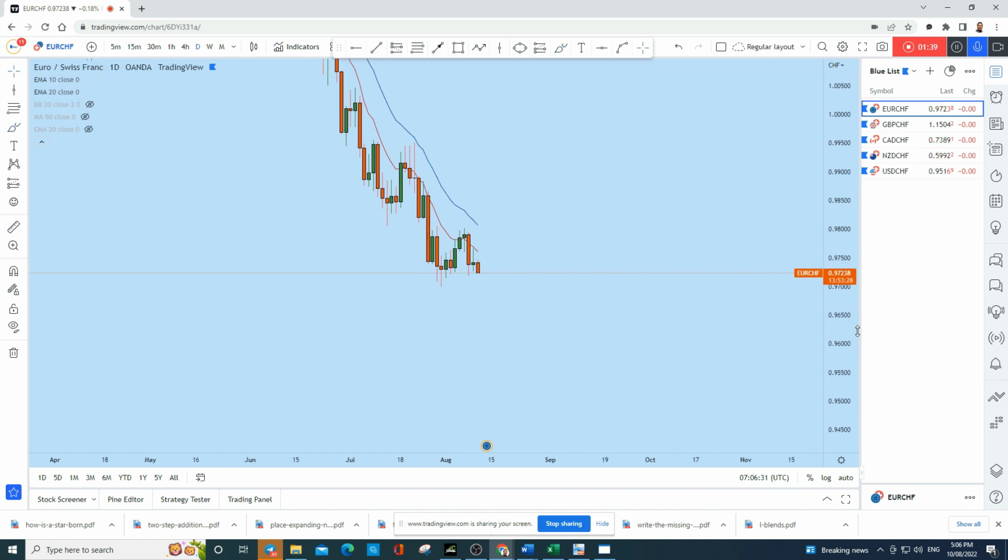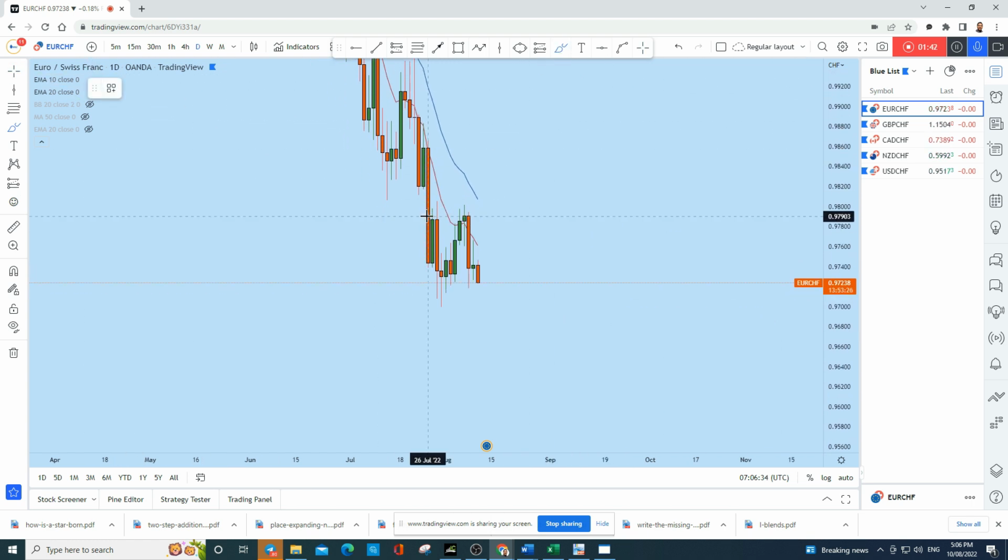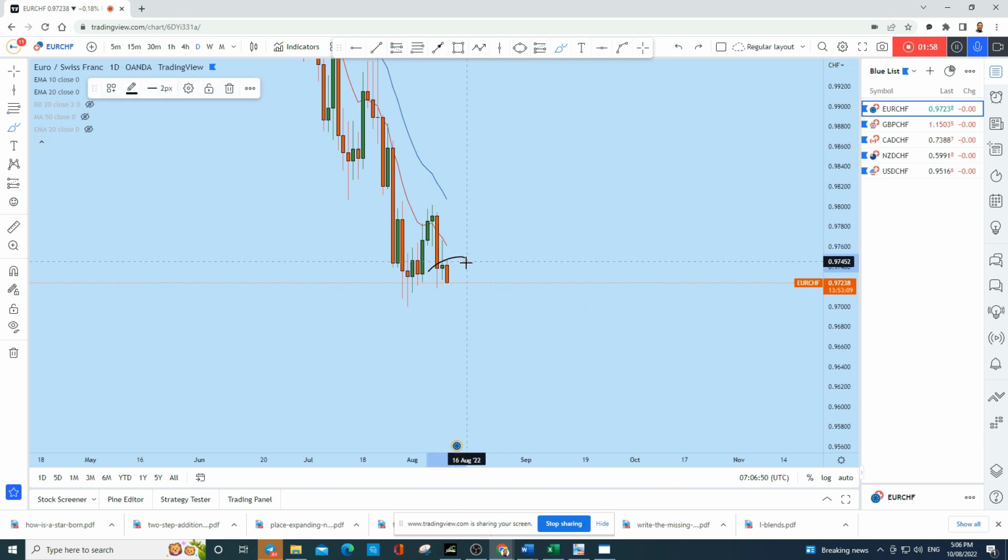Now looking at the daily, we have seen that after this retracement to the upside, another drop happened with this strong bearish engulfer followed by this doji. Now this doji signifies that the sellers are very strong. If you consider the selling candle and the bullish candle, you can see that the sellers are strongly in control. As a result, today we see that the buyers couldn't make any move to the upside. Instead, we have seen Euro CHF melting to the downside.